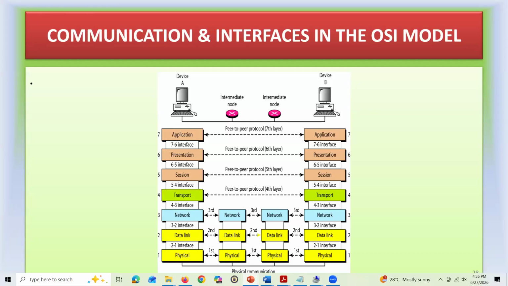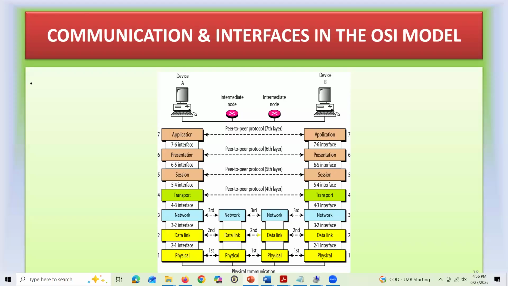Are we together? Yes, sir. Good. So data link. Remember, I said it is the layer that does error detection and also physical addressing. Error detection and physical addressing. So when you talk about physical addressing, you are referring to layer 2. So that is about the data link layer.